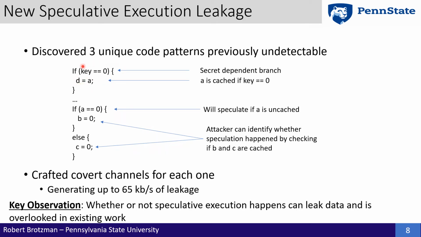information about the key. We crafted covert channels for each one of these 3 code patterns that we identified, and we were able to generate up to 65 kilobits of leakage using these new code patterns. The key observation here is that whether or not speculative execution happens can actually leak data and has, as far as we can tell, been overlooked by existing work.